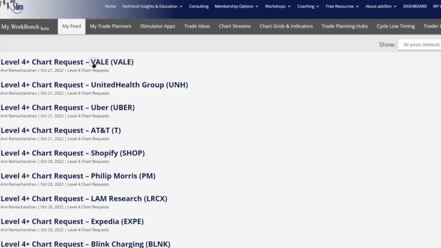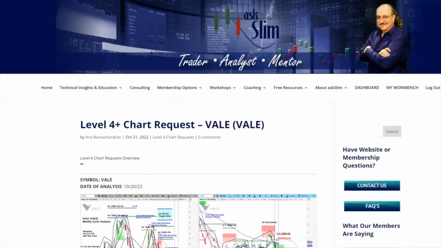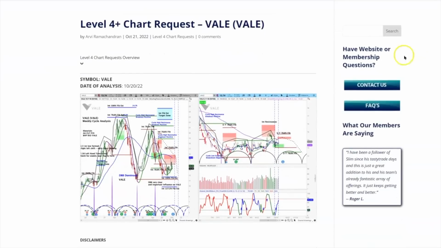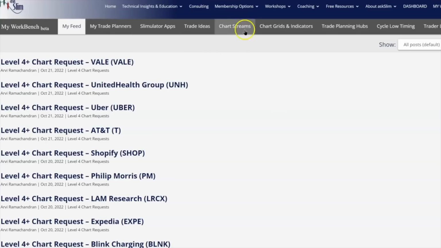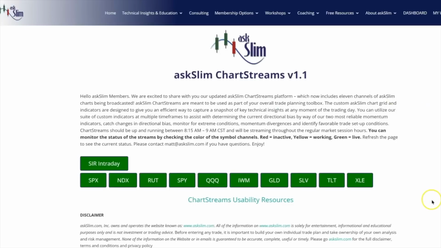As you see right here in Valet, somebody had requested that particular analysis, and then that analysis is done by our team and it is sent to them. What I really want to do is go to chart streams right over here, because of course we're looking at the stock market, and for level 3 and 4 members, you get all of these live charts with all of our analysis running on there.